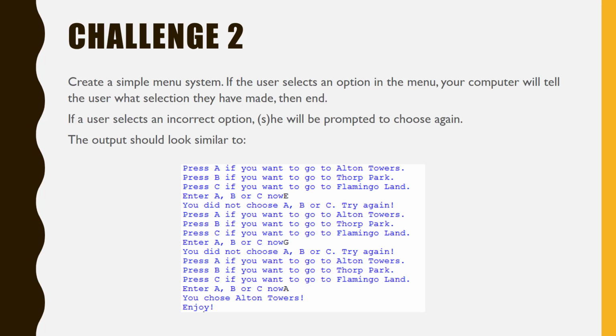In challenge 2, you need to create a simple menu system. If the user selects an option in the menu, your computer will tell the user what selection they have made, then end. If a user selects an incorrect option, he or she will be prompted to choose again. The output should look similar to this, but I apologise for my poor spacing at the end of my inputs. Please pause the video now and attempt to solve the challenge.